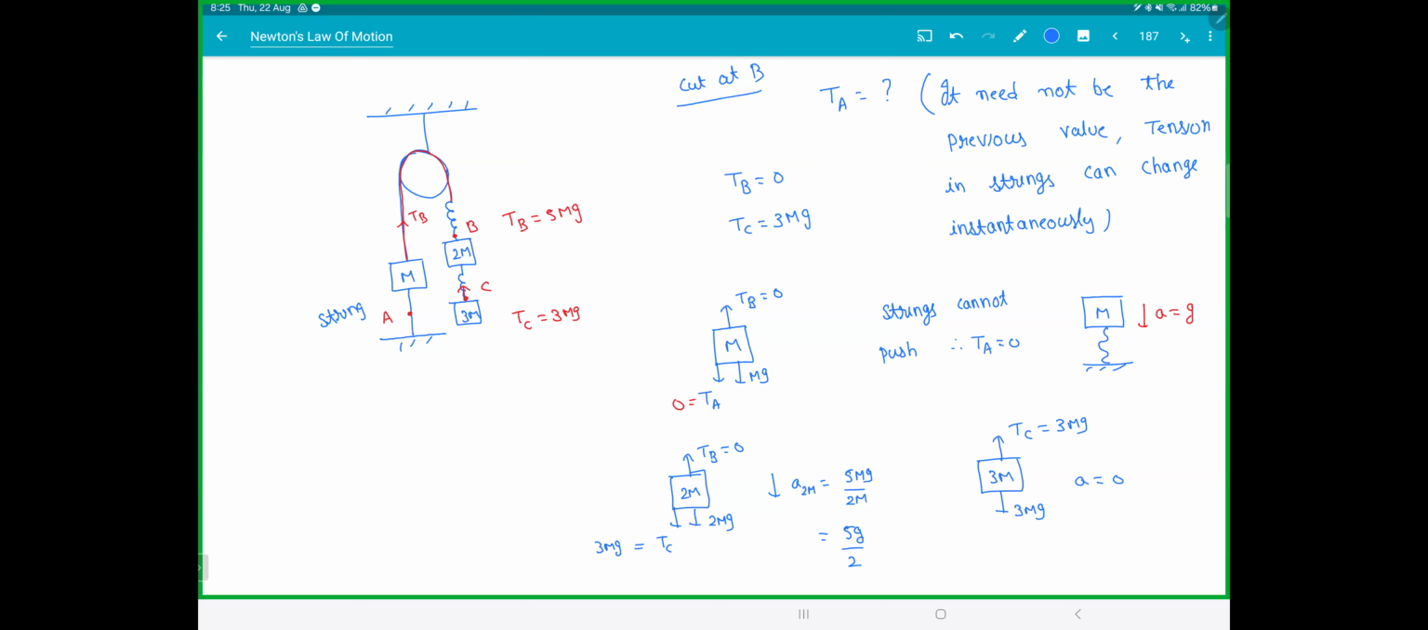In this case, since TB is 0, there is no one to support you. The block has to fall down and the string cannot push. So string tension becomes 0.